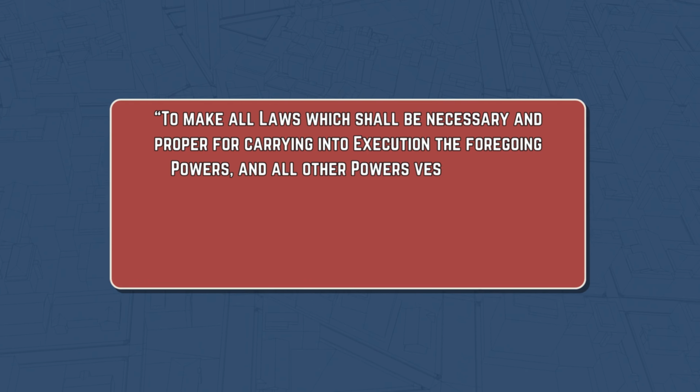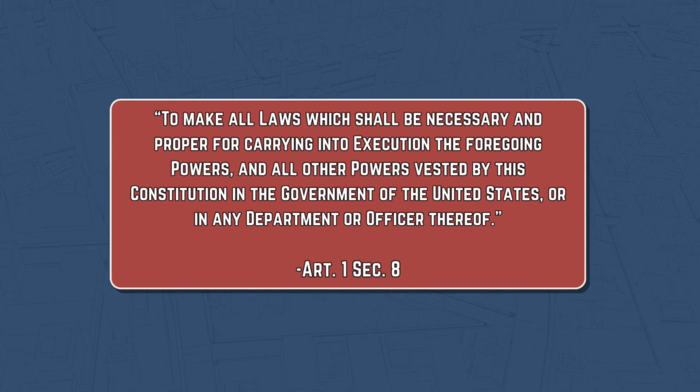Finally, the third stop is the Necessary and Proper Clause. The Constitution states that Congress has the power to make all laws which shall be necessary and proper for carrying into execution the foregoing powers, and all other powers vested by this Constitution in the government of the United States, or in any department or officer thereof.